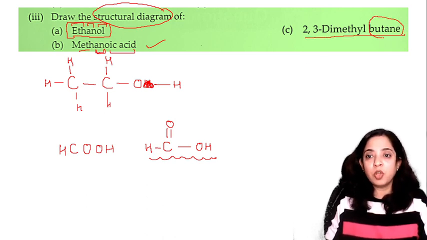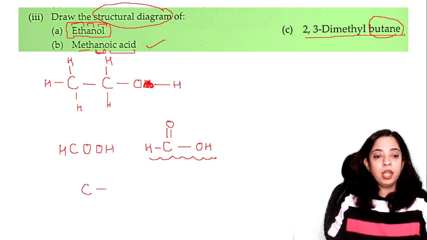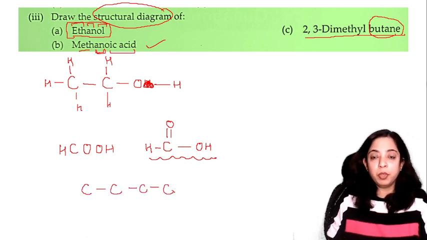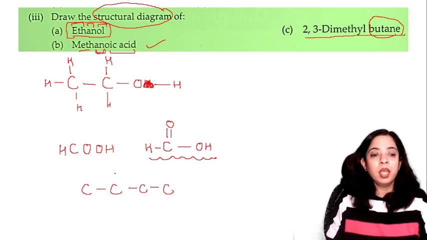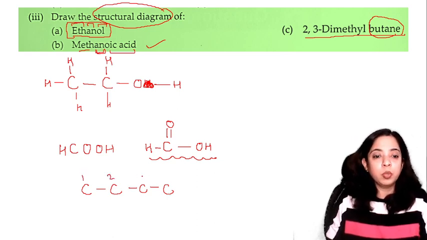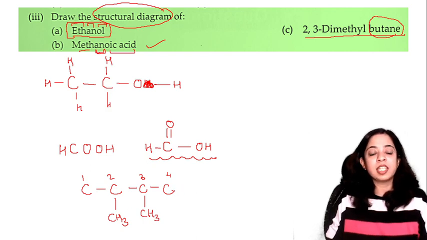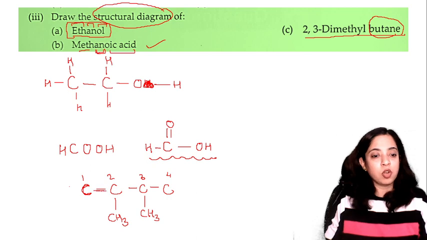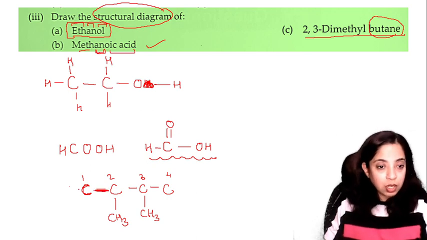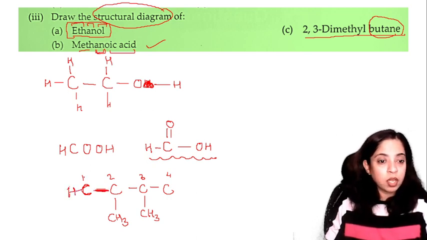Now 2,3-dimethylbutane. So first of all you have to make butane. 1, 2, 3, 4. Meth, eth, prop, but. Butane means single bond between them. Now so it is 1, 2, 3 and 4. So at 2 and 3 position we have to add a methyl group, CH3, CH3, right? Now just satisfy the valency of carbon. So this carbon 1 valency is already satisfied. This is 1, right? So 3 more, 1 here, 1 here and 1 here.